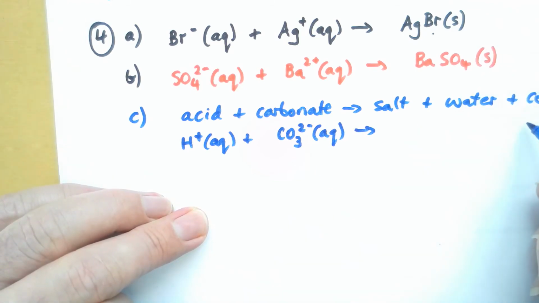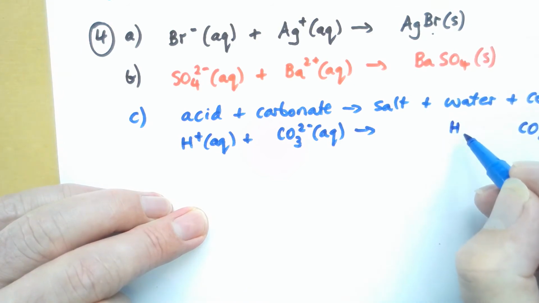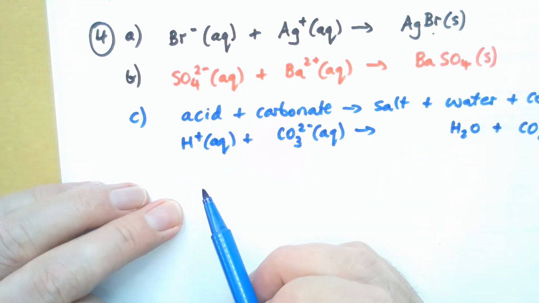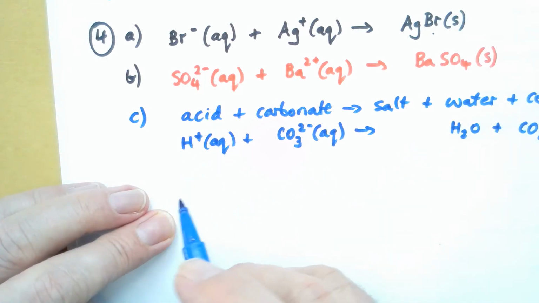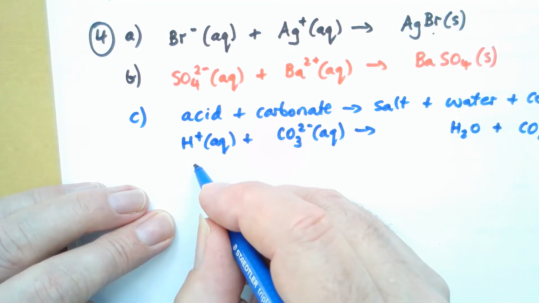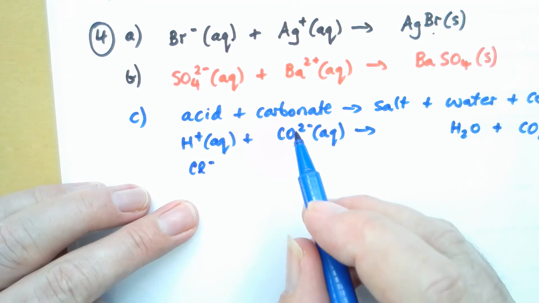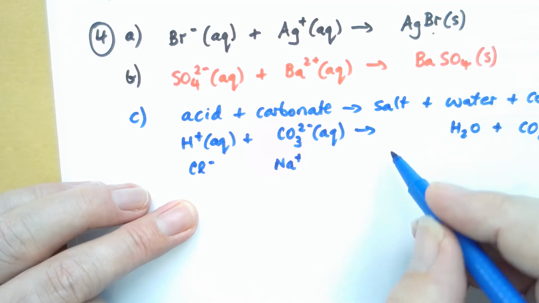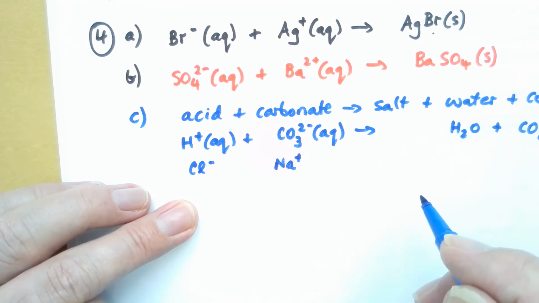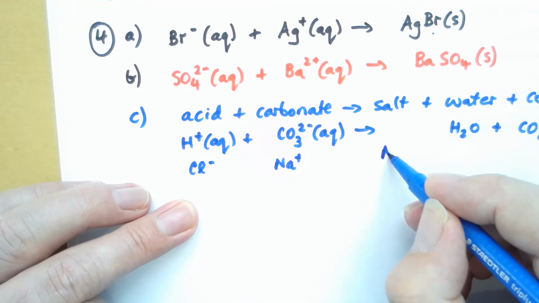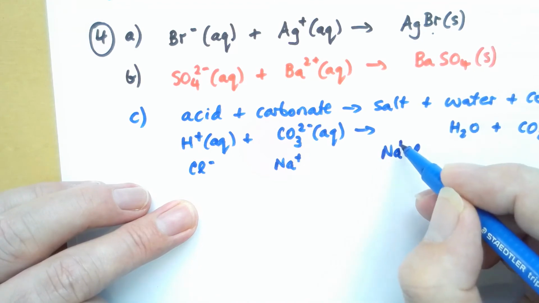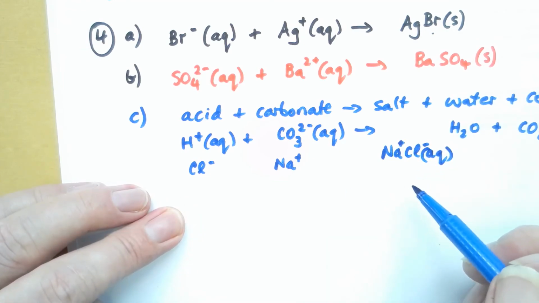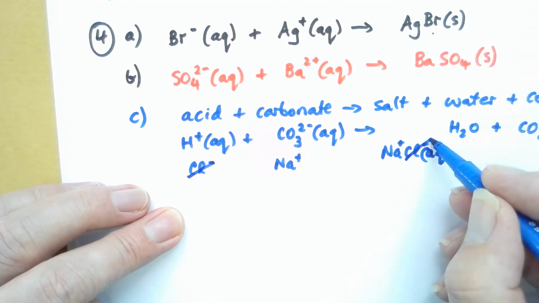So this is going to give us the CO2 over here. We need some H2O and the salt is going to be made from whatever the acid is. So if it was, let's say, hydrochloric acid, we'll have some Cl minus, and let's say it was sodium carbonate, we'd end up making sodium chloride as the salt. But these ions are not changed by the reaction, they're just spectating, so we can cross them out.